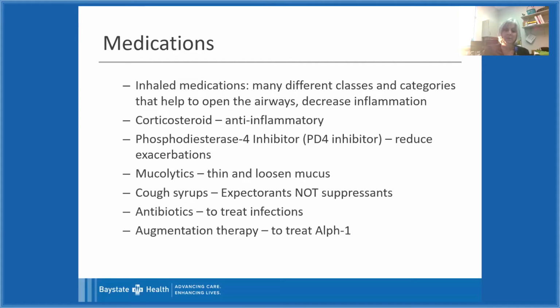And then we have these PDE4 inhibitors. So it's a phosphodiesterase 4 inhibitor. This is actually a pill form of a medication that has been shown to reduce flare-ups or exacerbations of lung disease. If someone has frequent infections, they're hospitalized frequently, they would be a great candidate for this type of medicine.